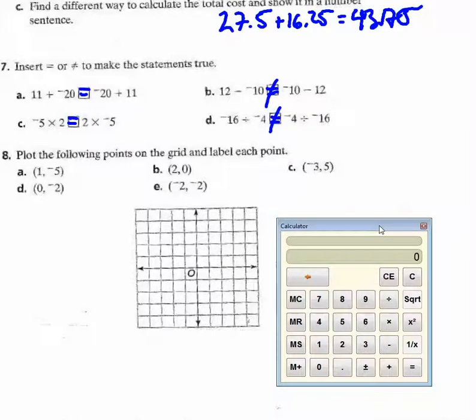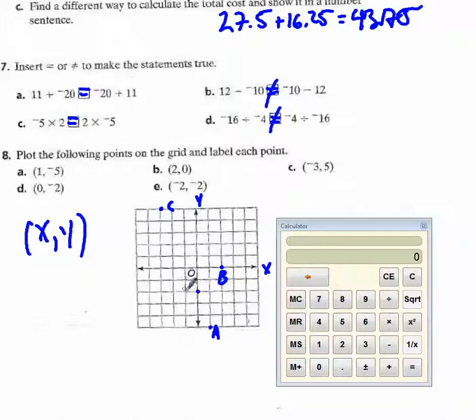So finally, plotting the points. All right, so let's do run and jump. Do your x, y value first, and all coordinates are written as x comma y. So 1 comma negative 5, go over 1, down 5: 1, 2, 3, 4, 5. So there's A. B is 2 over, 2 up. C is negative 3 on the x, and 5 on the y. 0 over and negative 2 down.